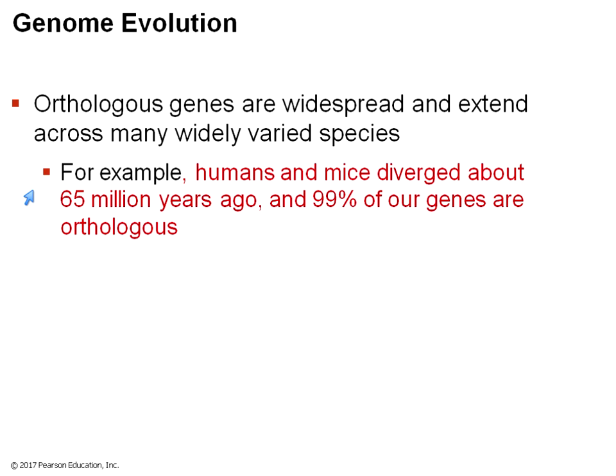Orthologous genes are very widespread, and they extend across many different species. A lot of times in searching for homologous genes, you will actually track orthologous genes instead. One of the examples they give is the fact that mice and humans diverged into two species about 65 million years ago, but 99% of our genes are orthologous. They started off as being homologous, and changes have occurred since that speciation event.